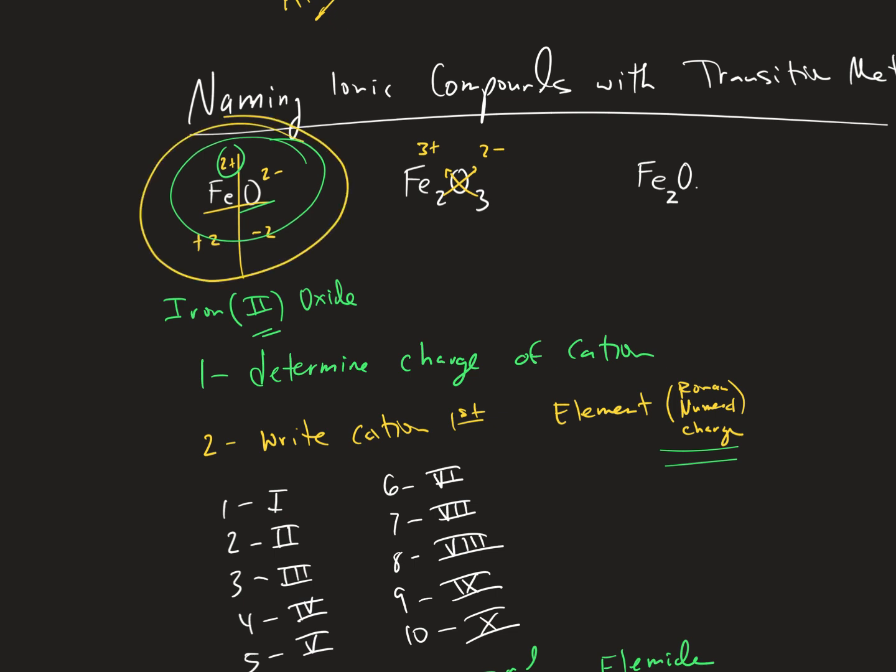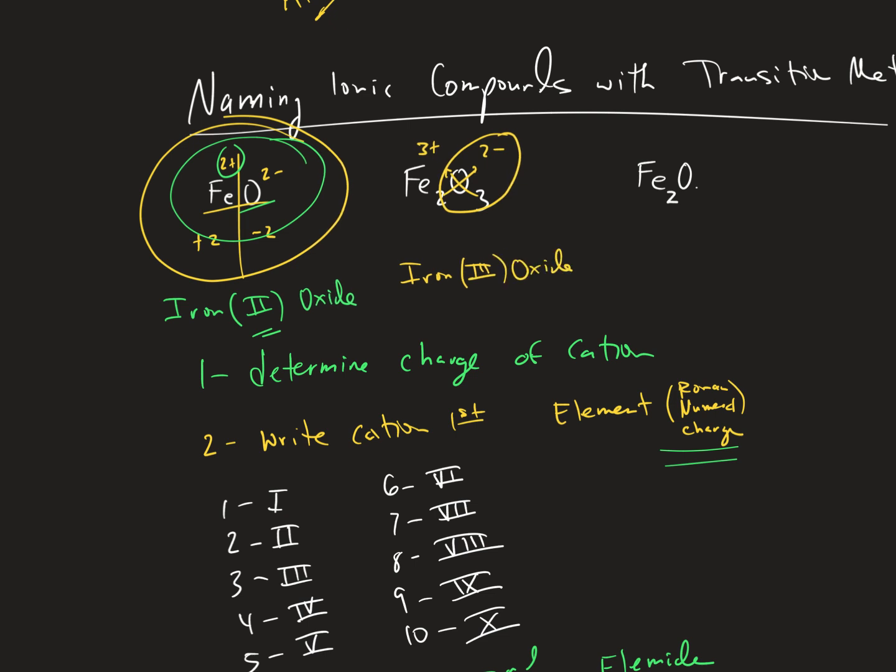Now I'll show you and I'll do it again. Okay, what's the charge of iron in this compound? How do we know that's right? Because oxygen is 2-. If oxygen's charge is correct, so is the transition metal's charge. Good? So this is called iron, Roman numeral 3, oxide.